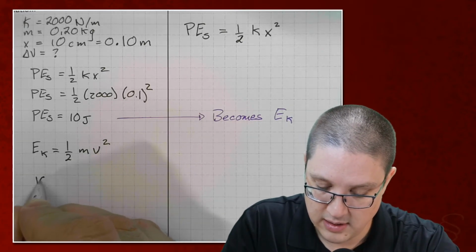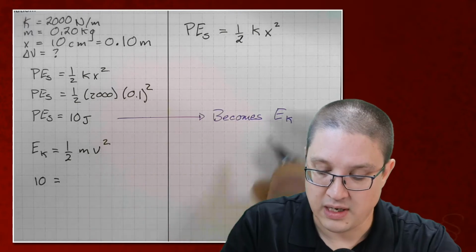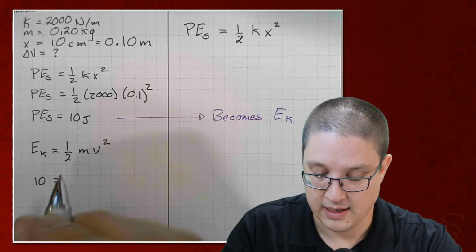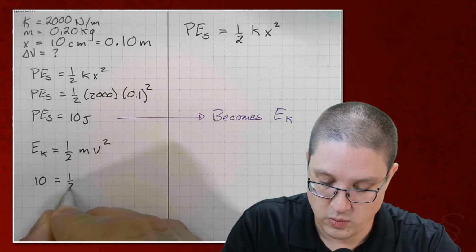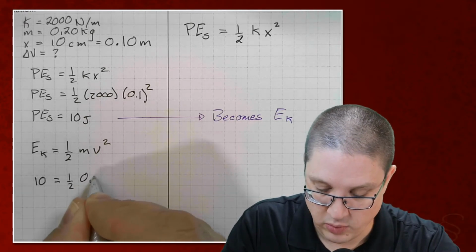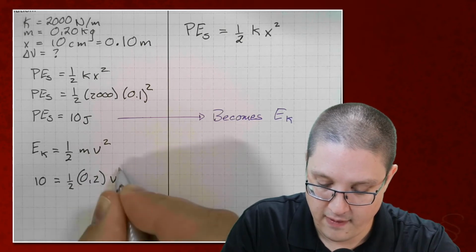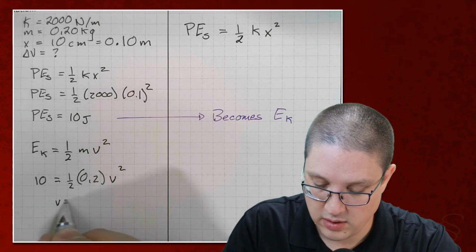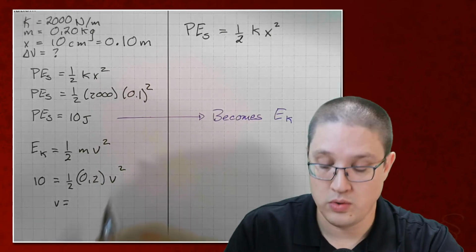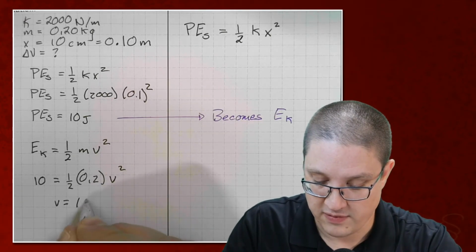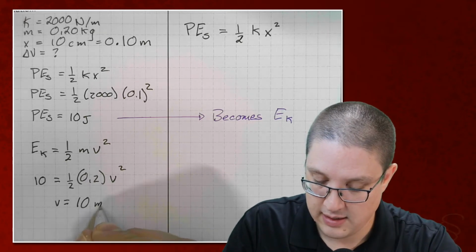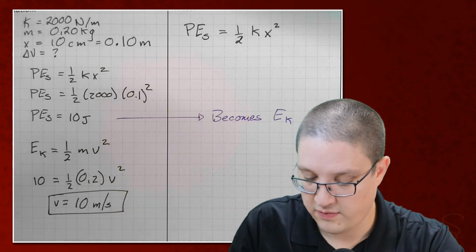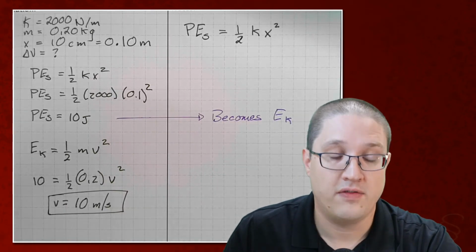Plugging things in. My kinetic energy, because my potential energy became my kinetic energy, is 10 joules. Equals 1/2. My mass is 0.2 v squared. And in this case, solving this out, don't forget to square root to get rid of this here. My final velocity is 10 meters per second. So there is my final velocity for this dart.